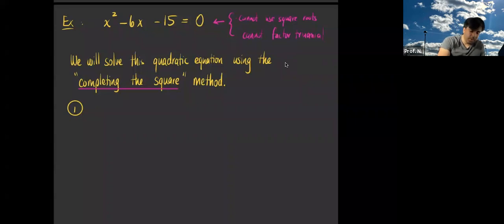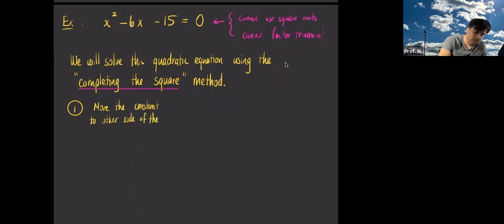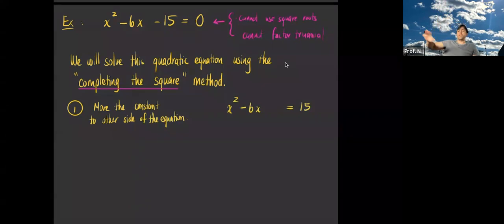So the first thing is we want to move the constant to the other side of the equation. So that means this will be what? X squared minus 6x equals 15, right? We move the negative 15 to the other side. So that's step one.